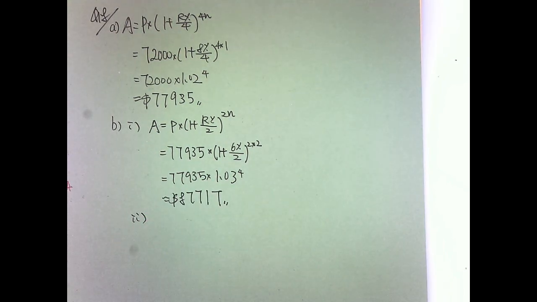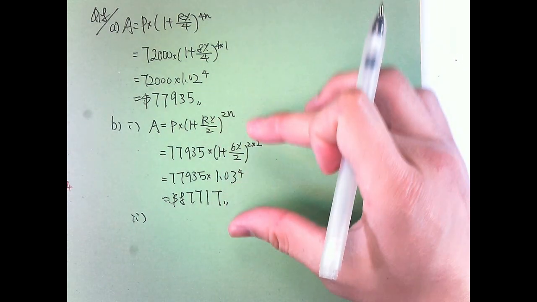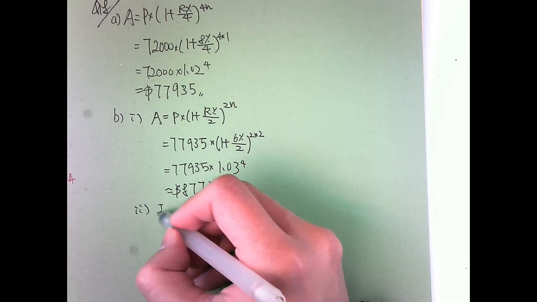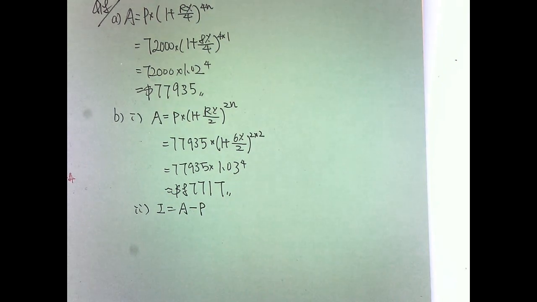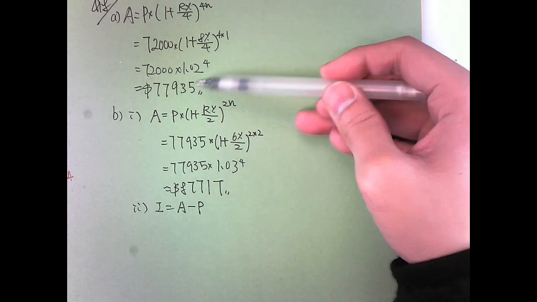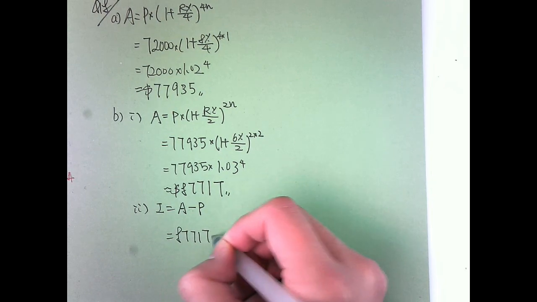So for B2, find the total interest he will earn over these 3 years. So what does it mean? Over the 3 years, meaning the first year interest plus the second year interest, understand? So how to calculate the interest? I equals A minus P. The A should be the final A. Final A meaning what? Not this, but this. This is the final A. So use this number minus.